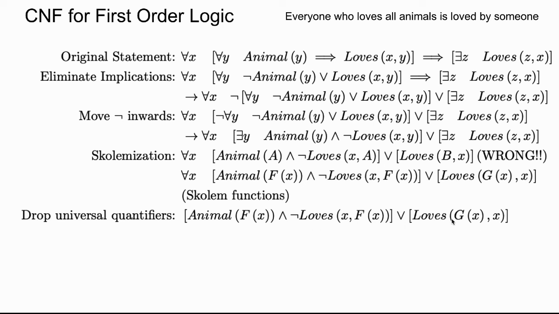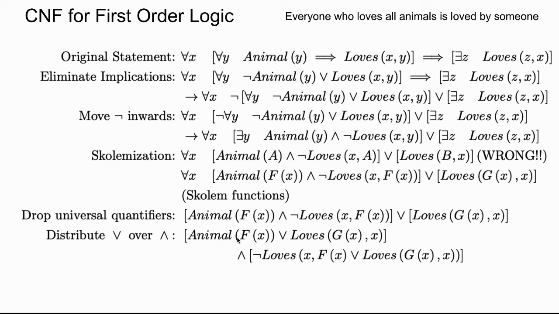of x comma x. Now this is not exactly in the CNF format because I have two clauses which are connected by a or, and I have an and inside one of my clauses. It should be the other way around. I should have clauses with or inside which should be connected by using the and operator. So that is what you need to do. You need to distribute the or over the and. When you do that, you get this animal f of x or loves and this statement, the not of loves and the or of loves.